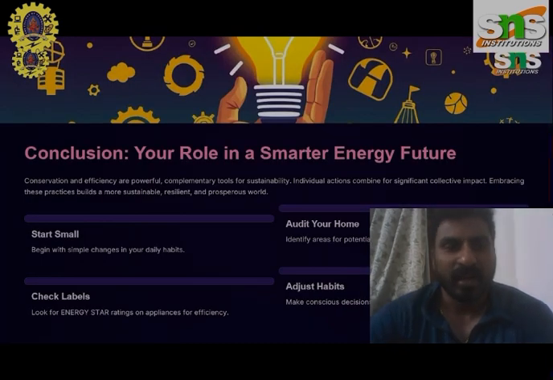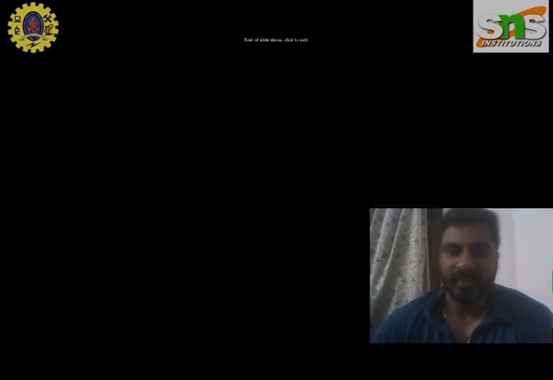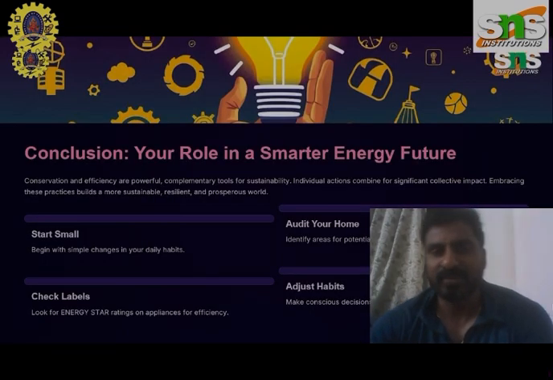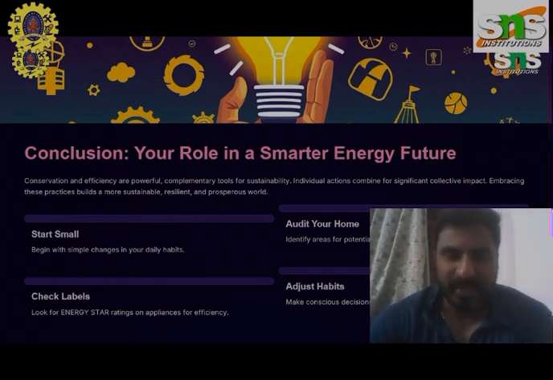To conclude, our role in a smarter energy future is to start small, check labels, audit your homes, and adjust habits. This will lead to energy efficient homes, energy efficient systems, and sustainable energy systems. I hope you understood the concept of energy conservation and energy efficiency, and it will give you a broader idea about sustainable energy.